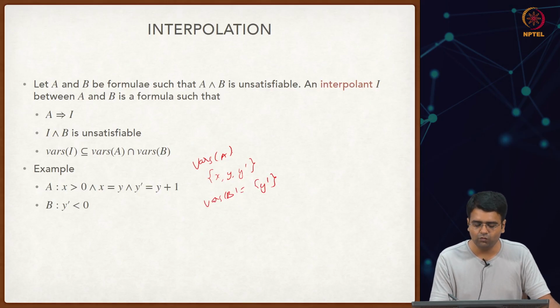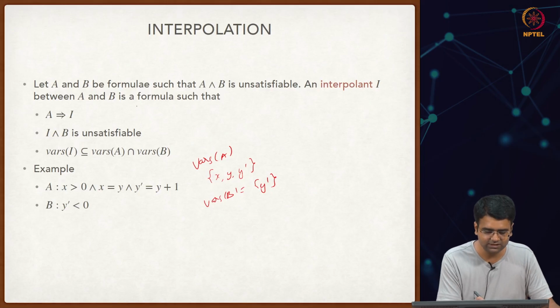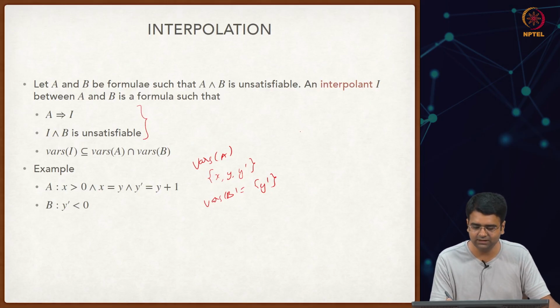Right. So, now vars of I must be a subset of vars of A intersection vars of B. The intersection of both these sets is just y prime, which means that the interpolant can only contain the variable y prime. And it also has to satisfy these two constraints, meaning that A should imply I, and I and B should be unsatisfiable.